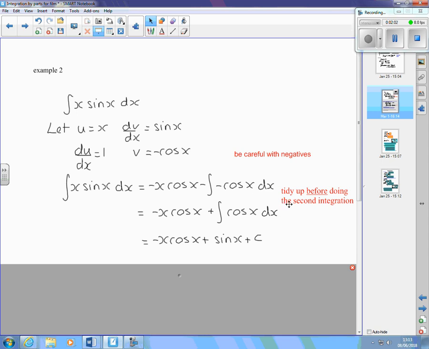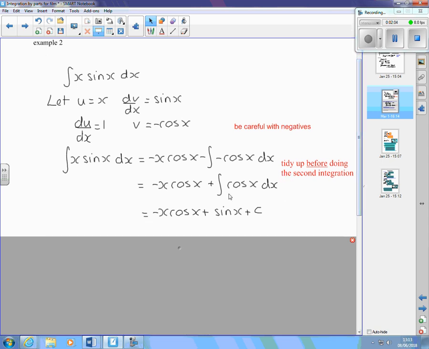Always tidy up before you do the next integration. So we're going to, instead of subtracting minus cos x, we're adding cos x. And that's something you know how to integrate.